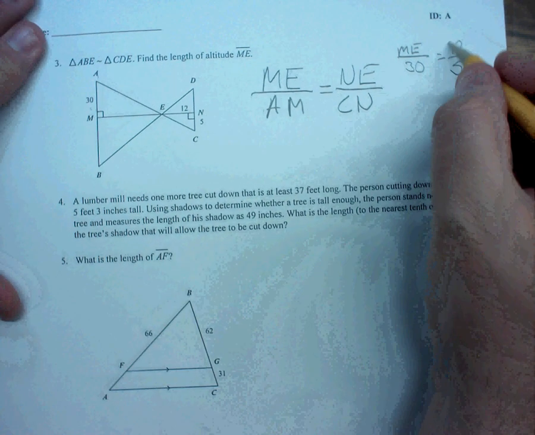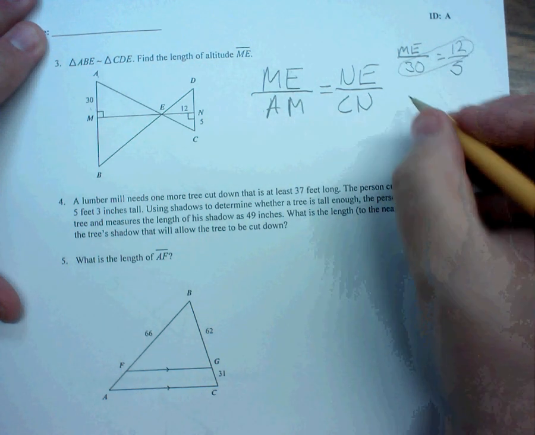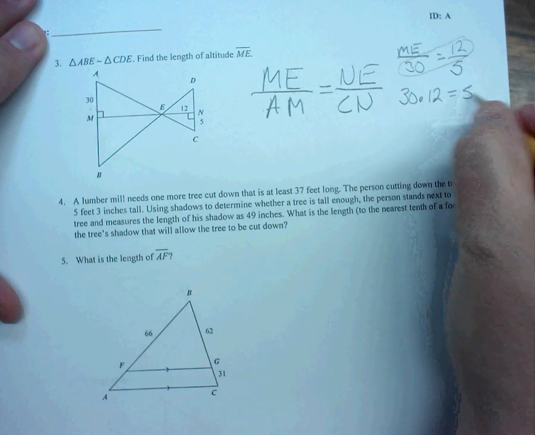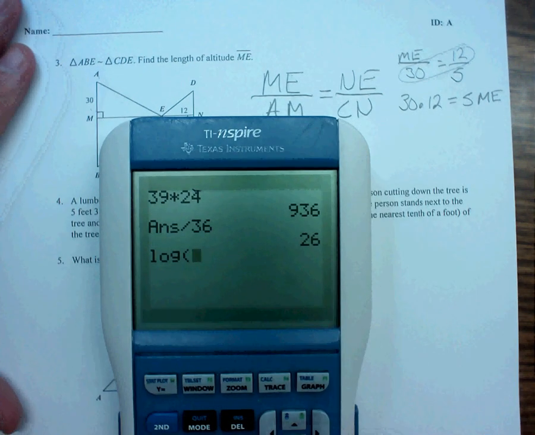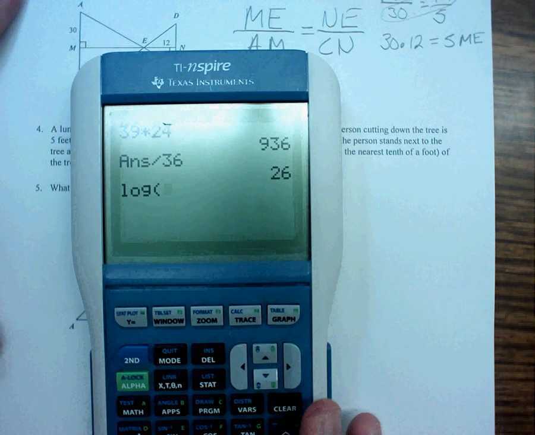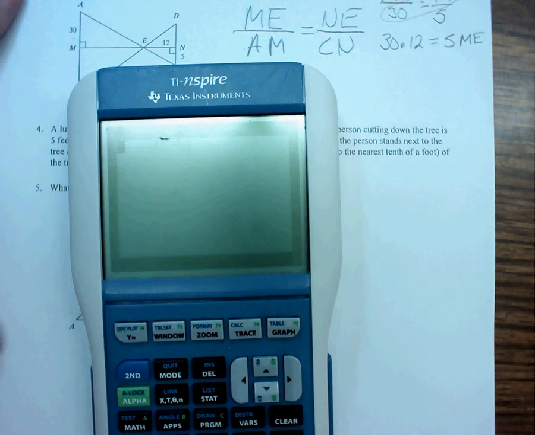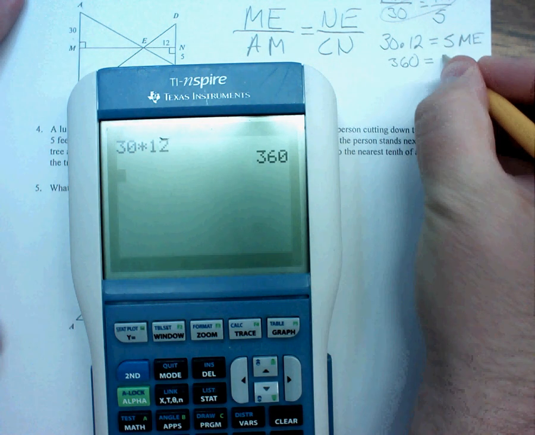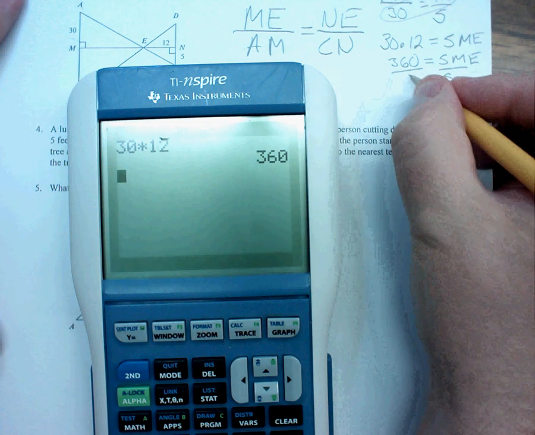So again, I'm just going to cross multiply. By the way, the answer is 72. But I'm going to cross multiply, so I'm going to say 30 times 12 is equal to 5 times ME. Get out my handy dandy calculator, and I'm going to figure 30 times 12, which is 360, but I like to plug it in the calculator. 5 times ME. Divide both sides by 5.